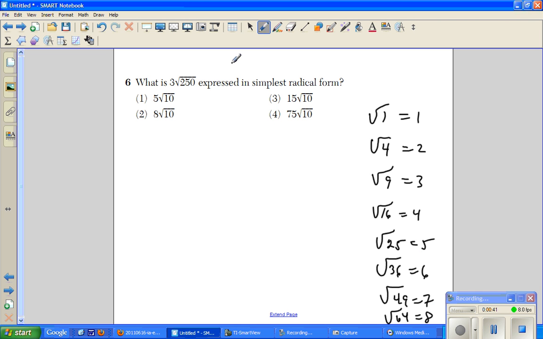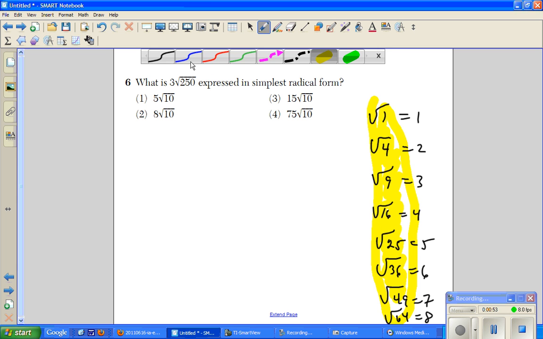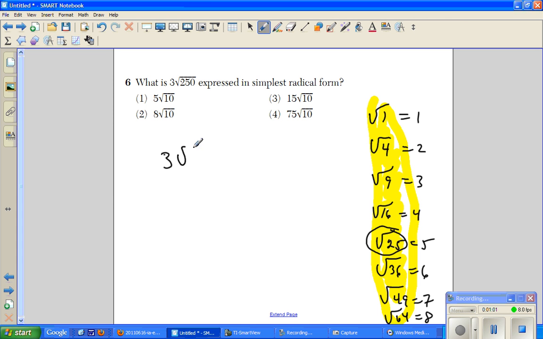From this list of perfect squares, because these are the numbers that I can easily take the square root of, which makes them perfect squares, I want to find the biggest perfect square that goes evenly into 250. Well, it turns out that 25 is that number, so 250 gets broken down to the square root of 25 times the square root of 10. If we multiply this number times this number, we get the square root of 250.